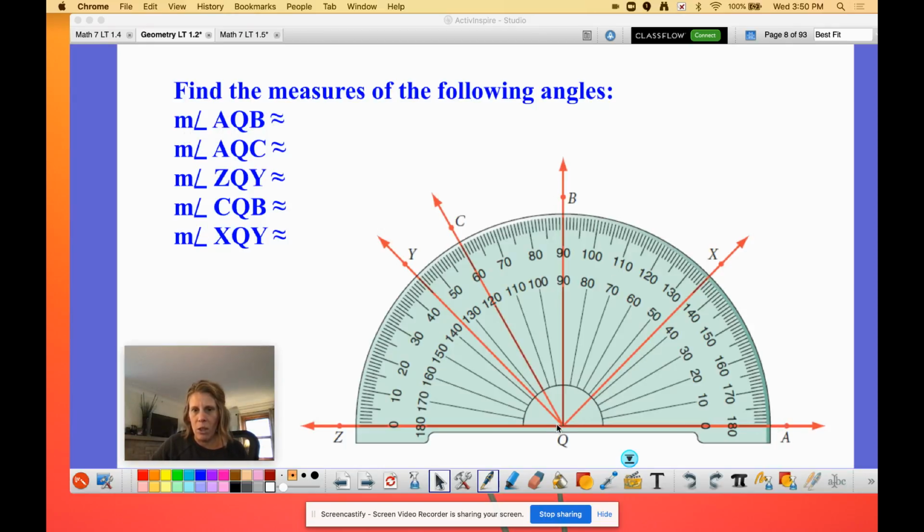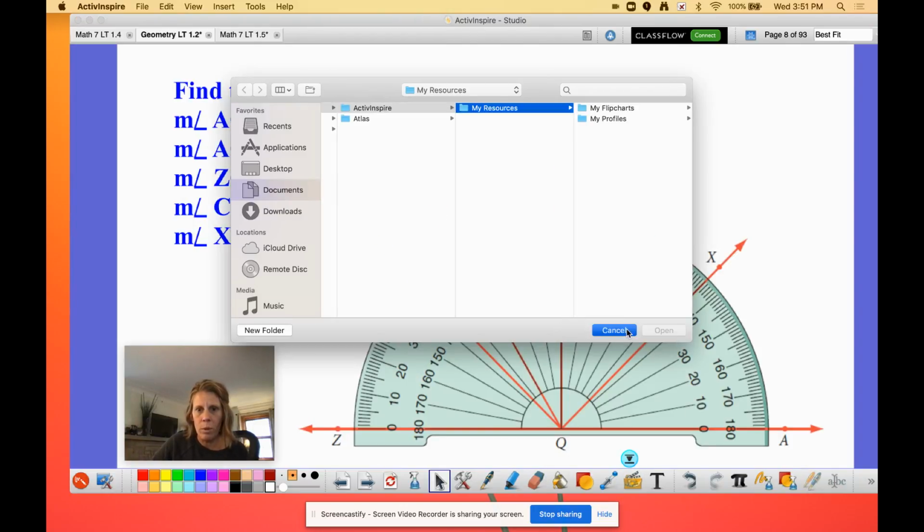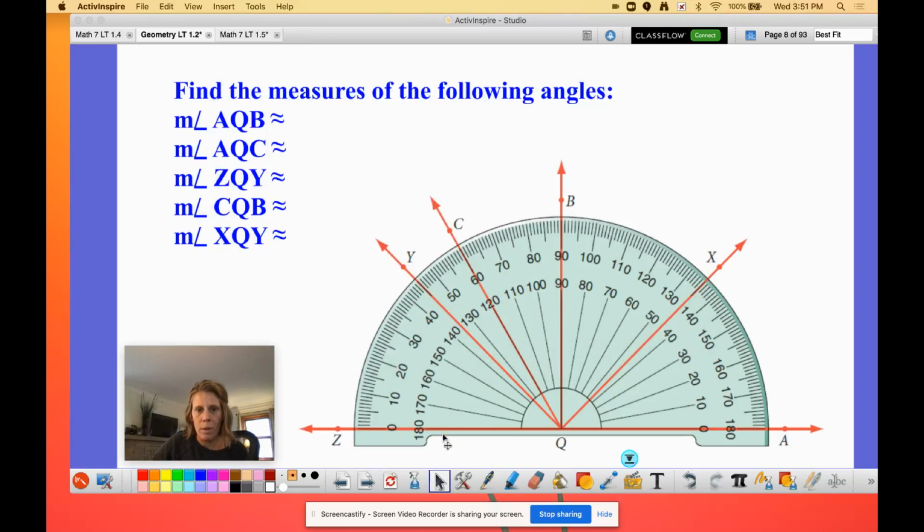AQB. I am going to try to highlight mine by color. So angle AQB, this one right here, would be 90 degrees.